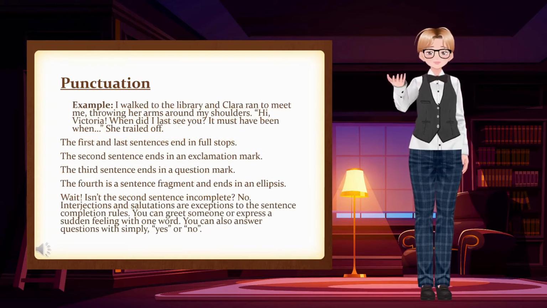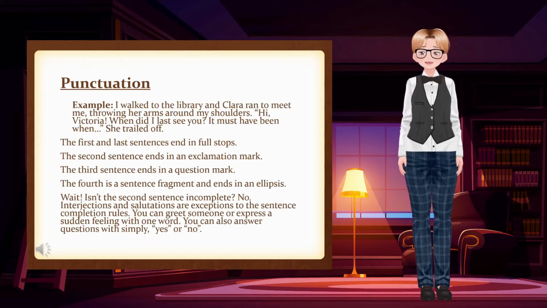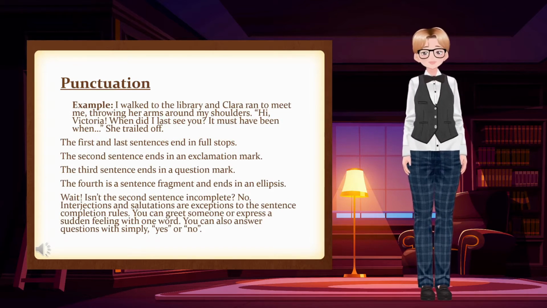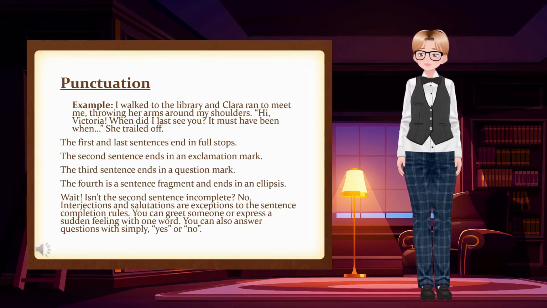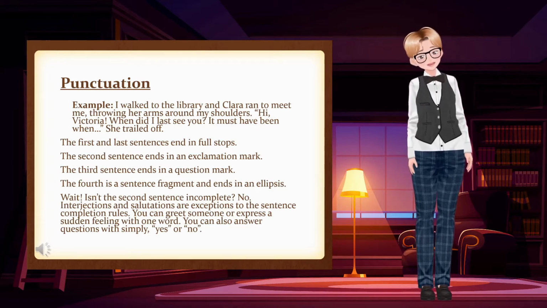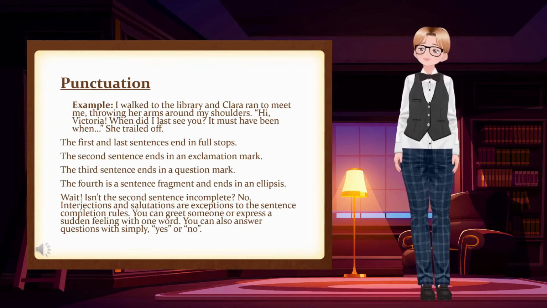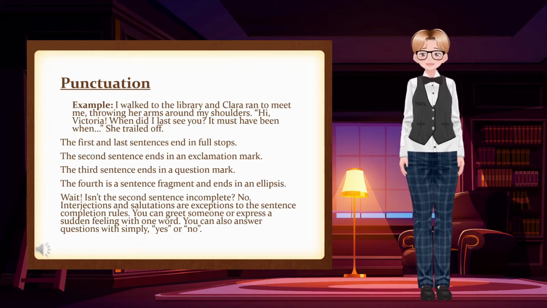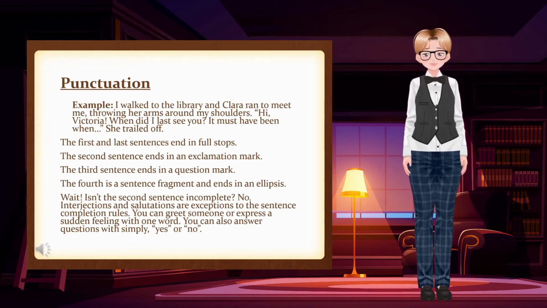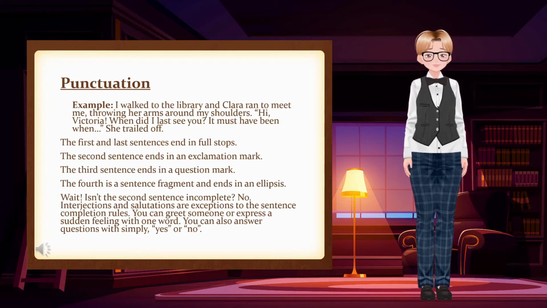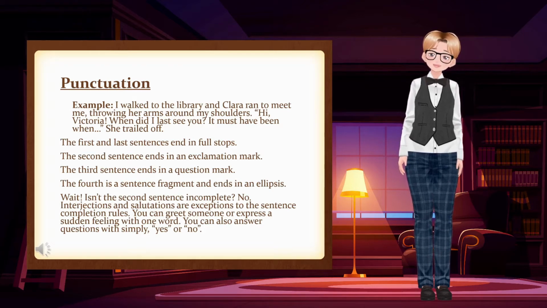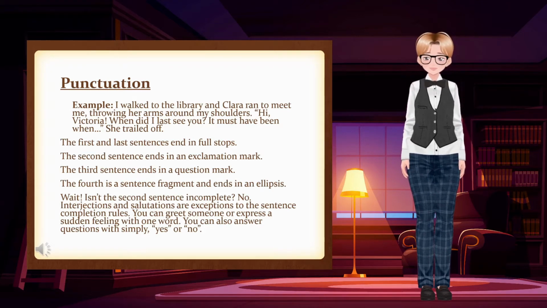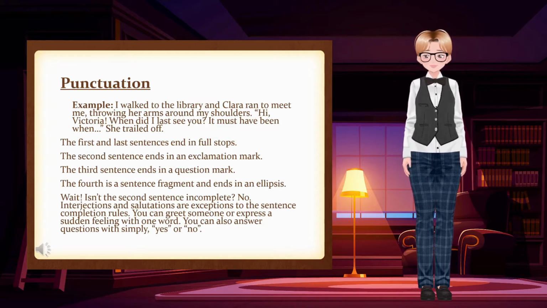For example, I walked to the library and Clara ran to meet me, throwing her arms around my shoulders. Hi, Victoria! When did I last see you? It must have been when... She trailed off. The first and last sentences end in full stops. The second sentence ends in an exclamation mark. The third sentence ends in a question mark. The fourth is a sentence fragment and ends in an ellipsis.